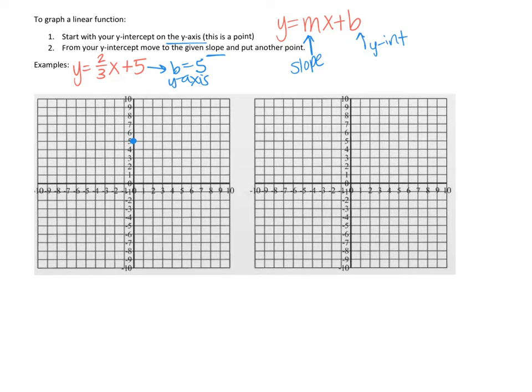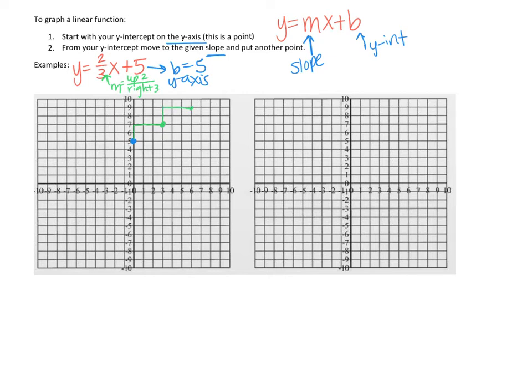Then I want to look at this slope. I want to talk about how the slope is moving. Well, it's positive, so that means it's going to go up 2, always to the right. So it's going to go right 3. So from this point at 5, I'm going to go up 2, right 3. And that's where my next point would be. Now remember, another thing we said about slope is that it's constant. It's a constant rate of change. So that means I can continue that same pattern, up 2, right 3.